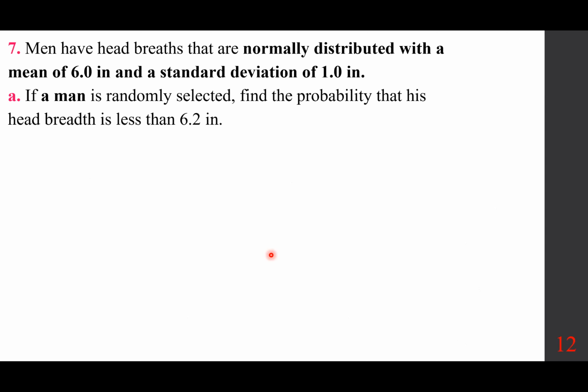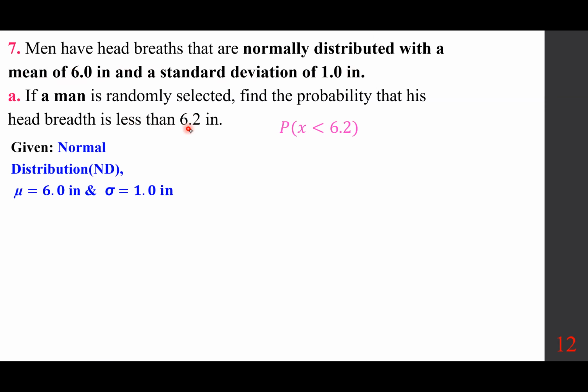Perfect. So again, we are looking at an application problem, a word problem. Let's see what is given. It is a normal distribution. Mu is 6.0 inches. Sigma is 1.0 inches. So that's the given as we read the question. In part A, we are interested in finding the probability of X less than 6.2. And again, the reason we use X is because it's not a standard normal distribution. If it is, we use Z.